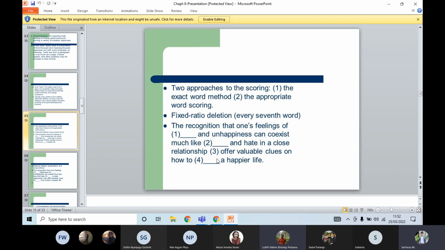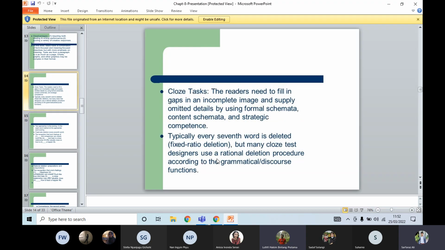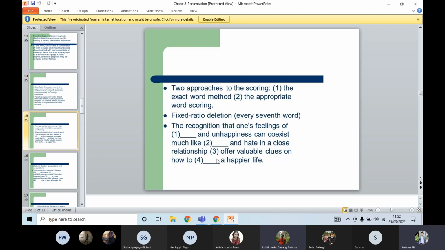And second, we are given two main approaches in the fixed ratio cloze tasks. Number one is the exact word method and the other is the appropriate word scoring. The fixed ratio deletion is every seventh word. This is the test in front of you, and this is the pattern. These two approaches of the cloze tests are commonly used.